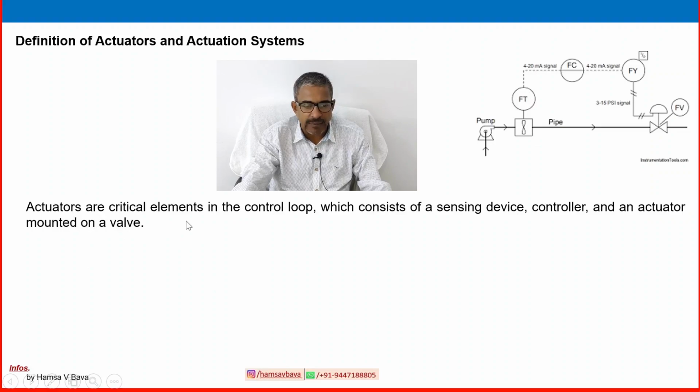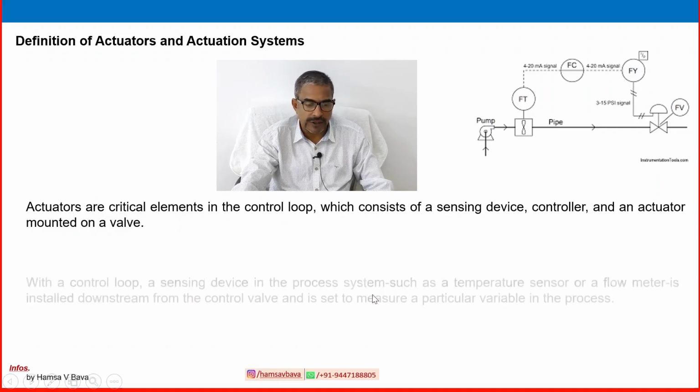Actuators are critical elements in a control loop. So this is a control loop which consists of a sensing device, controller and an actuator mounted on a valve. Other equipment is there inside. The positioner is there, which we will study later, but at least the controller output is going directly to the actuator system of the valve, giving the signal for opening and closing the valve, either directly or through a transducer or I2P converter.